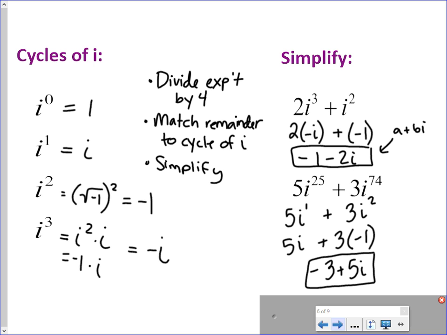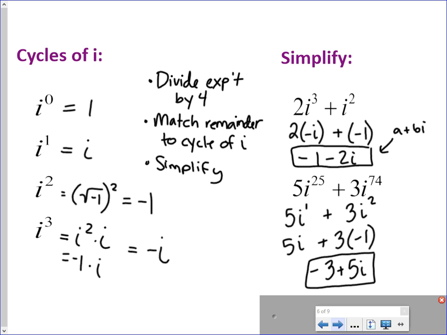So it's mainly figure out which cycle of i it is, and then do the substitution. The highest exponent in your answer for i should be 1, i to the first. You shouldn't have any i squareds or i cubeds. Does anybody have any questions about that?